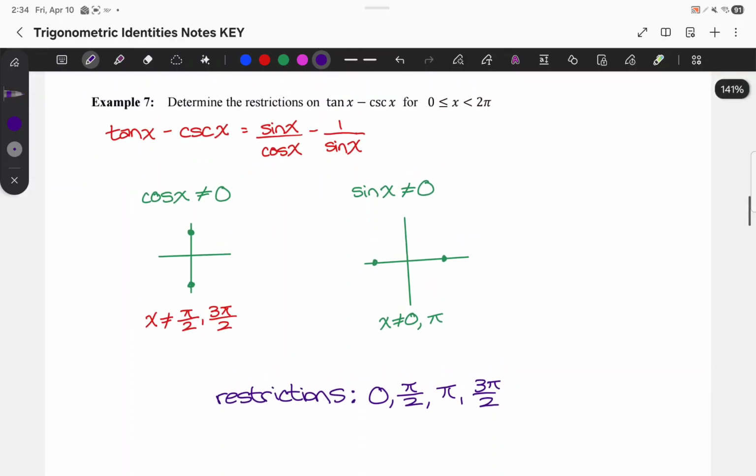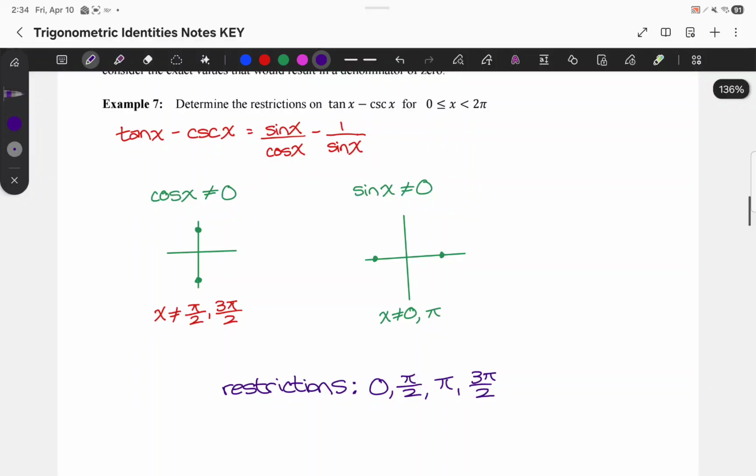That's pretty much it for a restriction. Restrictions are not too bad. They're okay, right? All right, and that's where we're going to cut it off for today.